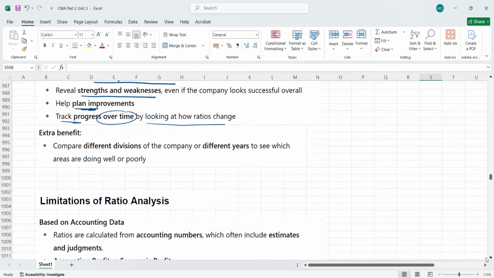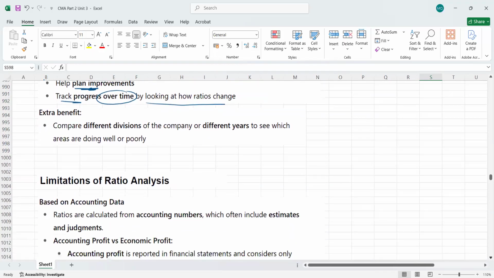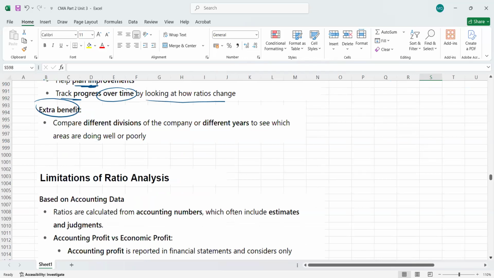Ratios can also provide extra benefits. For example, sometimes you can compare different divisions. Take Toyota, for example, Toyota USA and Toyota Japan. I'm just assuming, guys, that they have two plants. They will compare which division, the US division or the Japan division, is performing well. So ratios can also help with cross-divisional analysis.